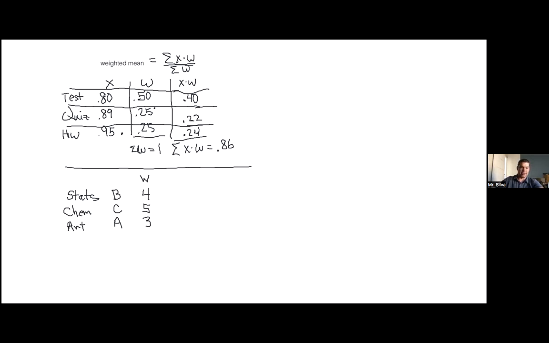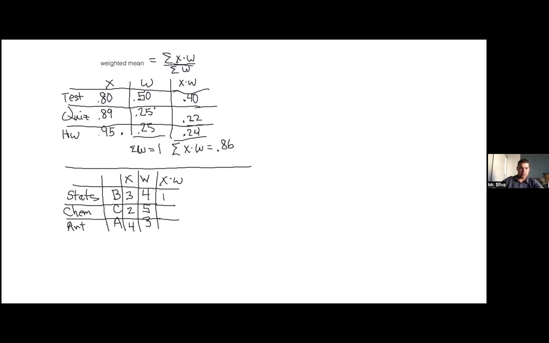So each of these letter grades is a number. B's are worth 3 points. A's are worth 4 points. C's are worth 2 points. So I'm going to find my X value. Okay, what represents a B? Again, that's 3, 2, 4. X times W. Let's find X times W. I'm going to multiply 3 times 4.